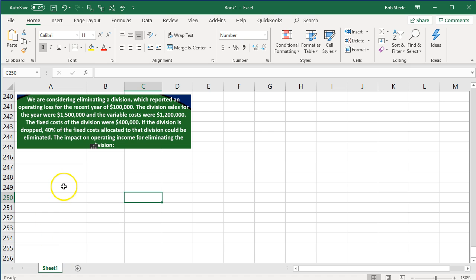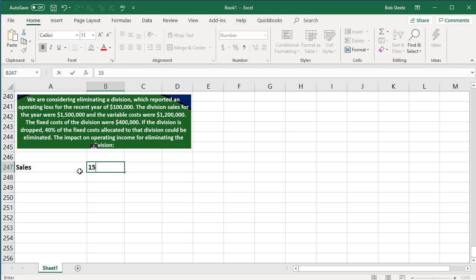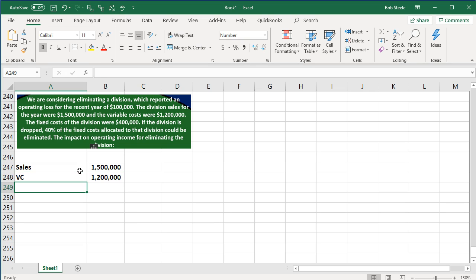So if we go through this again, we are considering eliminating a division which reported an operating loss for the current year of 100,000. Now they might not even include that. They might have us calculate the fact that it has a loss, but we would consider it because that's why we're thinking about closing the division. So the division sales for the year were 1,500,000 and current variable costs are going to be 1,200,000 for that division. The fixed costs of the division are 400,000.